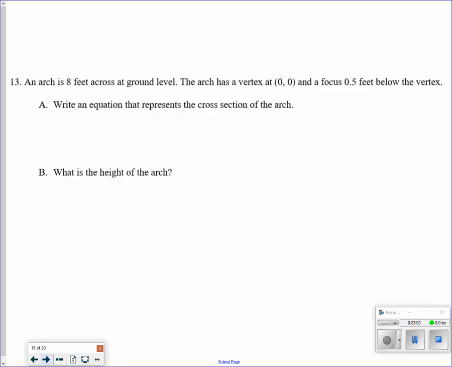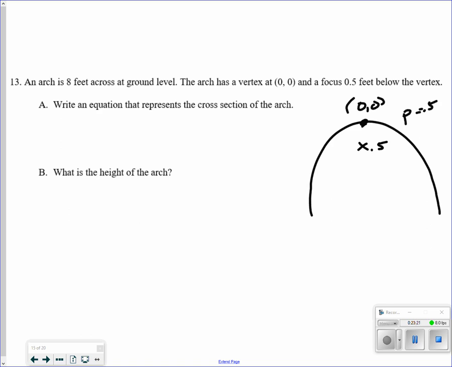An arch is 8 foot across on the ground level. The arch has a vertex at (0, 0) and a focus at 0.5 below. So I have an arch. The vertex is at (0, 0), and the focus point is 0.5 below. So that tells me my p value. My p value is 0.5. Write the equation that represents the cross section of the arch.